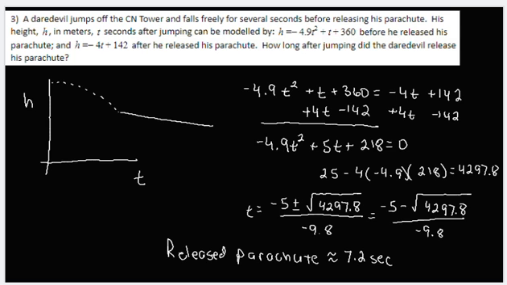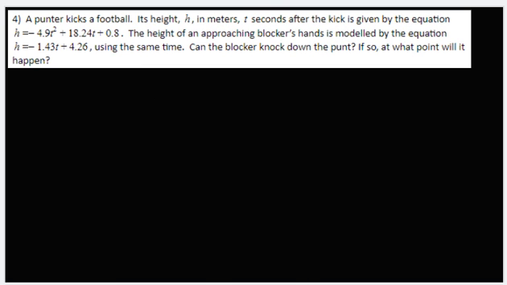All right, last one. Looking at our systems of equations, we have a punter kicking a football, and we have that height there, everything, and a blocker is coming in with his hand up. Can the blocker block the punt or knock it down? And if so, when will that happen? So we're looking at when will these two heights be equal?